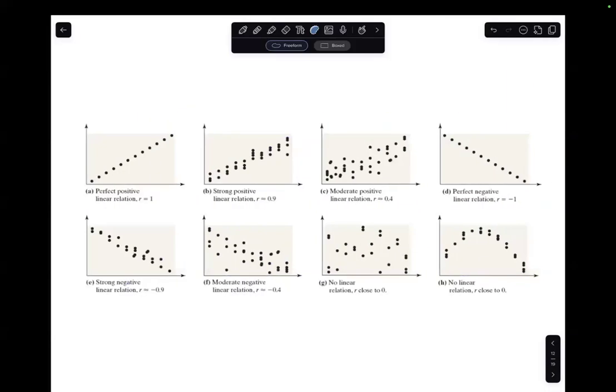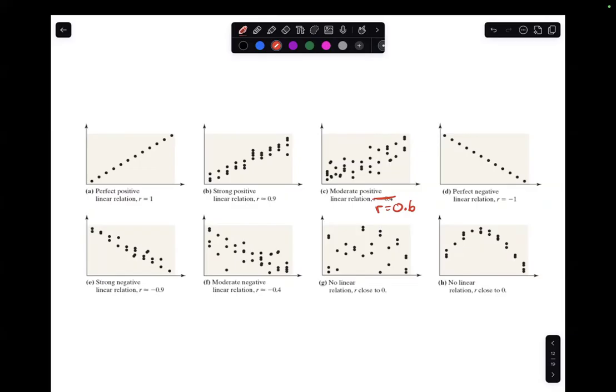All right, so here we go. Letter A is a perfect positive linear relation. And B has an R value of about 0.9, so it is actually pretty good. That's a pretty strong linear relation. Now letter C, it says it's 0.4, but I would say that C is probably closer to about 0.6. 0.4 would be more scattered than that. So that's about a 0.6, I would say.